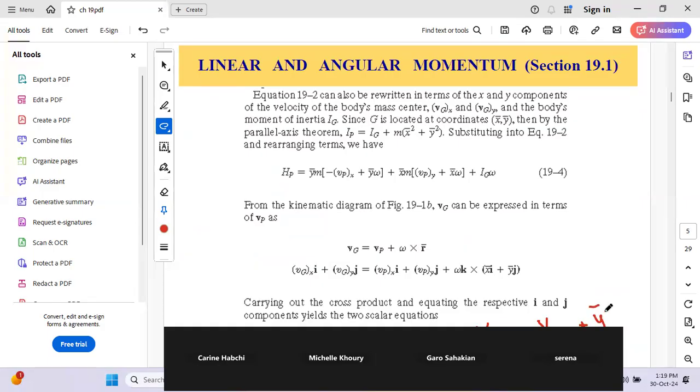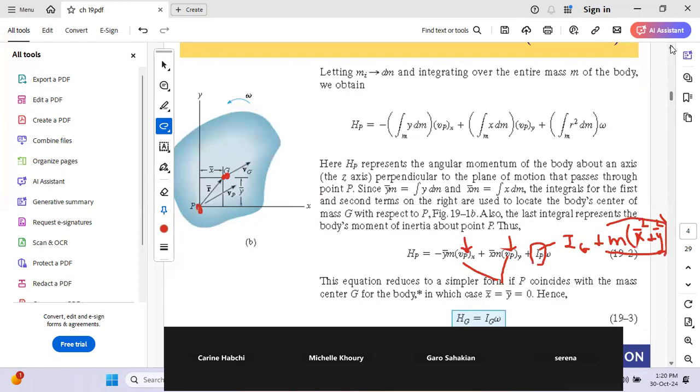So if you replace VPX by its expression in the equation, you will obtain y bar m times minus, so instead of VPX, you can write the expression. Wait, I think here they should put, okay, they did it in the opposite way here. One second.